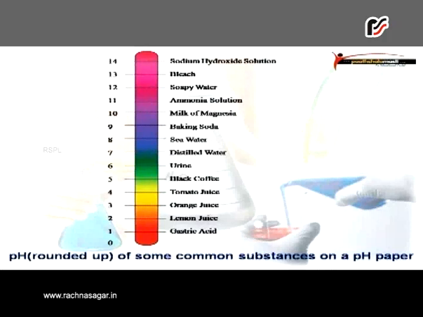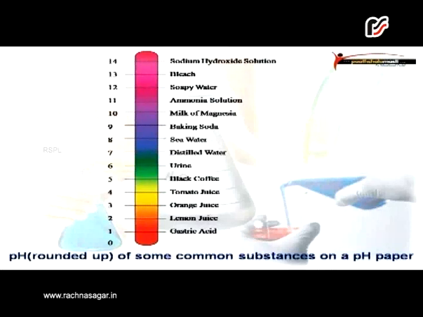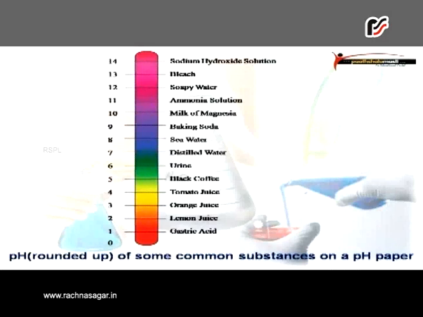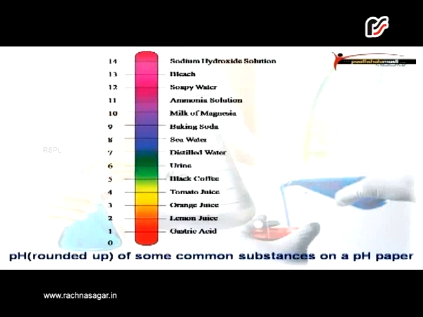Sodium hydroxide solution shows pH 14. It is strongly basic. Bleaching powder or calcium hydroxide has pH 13. This is also a strong base. Soapy water which you observe is basic. Its pH is around 12. Ammonium hydroxide solution, which can be called ammonia solution, is a weak base and its pH is 11. Milk of magnesia, which we use as an antacid, is a weak base and its pH is 10.